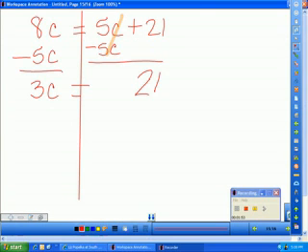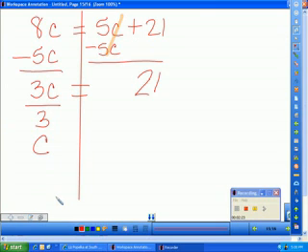The next step is to isolate the variable. That means to get him by himself. This operation is 3 times c. In order to get rid of that 3, you've got to use inverse operations. The opposite of multiplying by 3 is to divide by 3. And those two 3's are going to end up canceling each other out so that all you have left is the c.